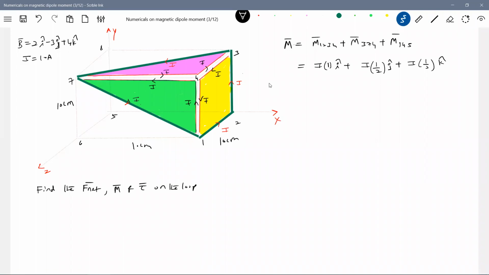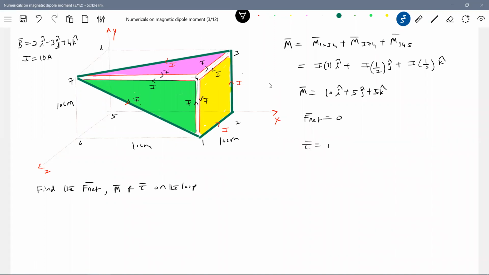We know current I is equal to 10 ampere. So M bar is 10 I cap plus 5 J cap plus 5 K cap. Once you know M bar, the rest is easy. What about the net force? The net force should be 0, because if a current carrying loop is kept in a uniform magnetic field, the net force should be 0. Dipole moment, we got it.